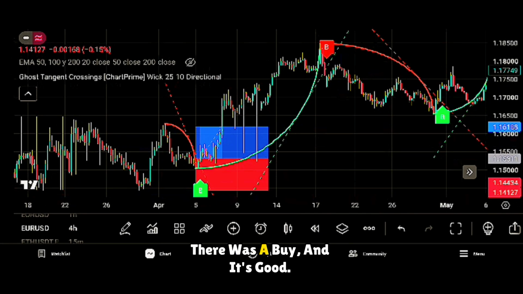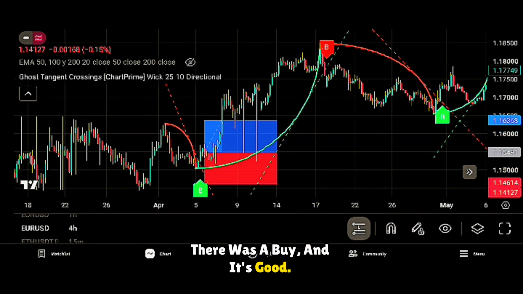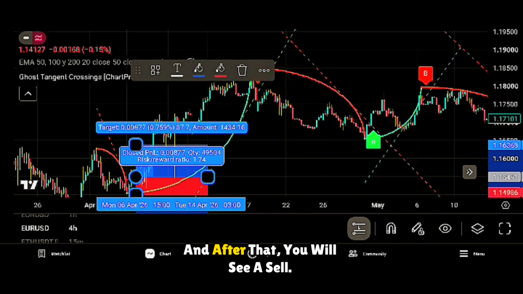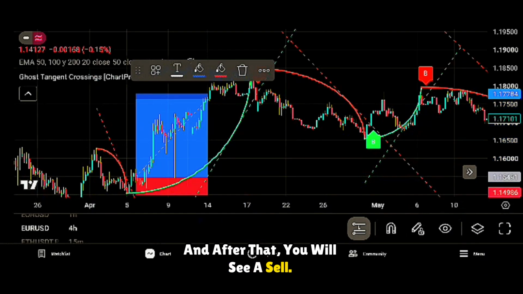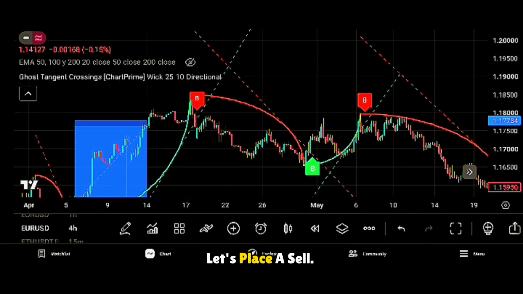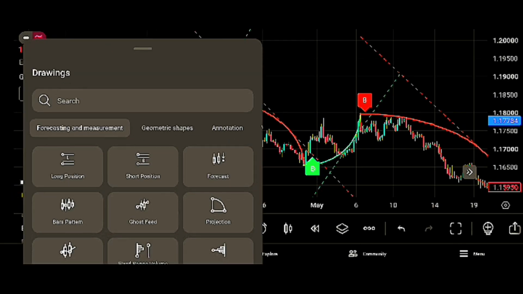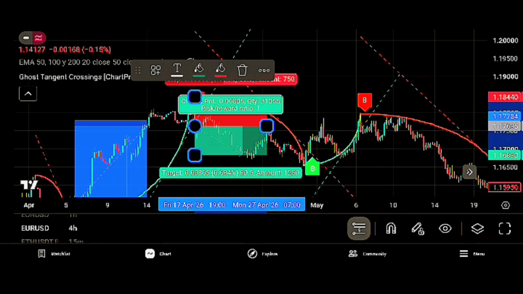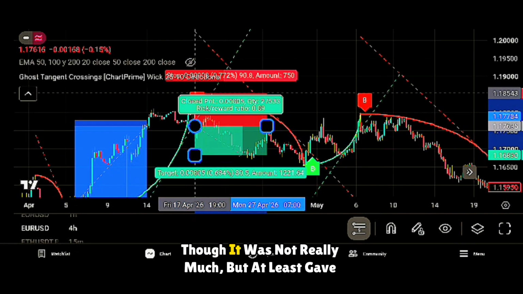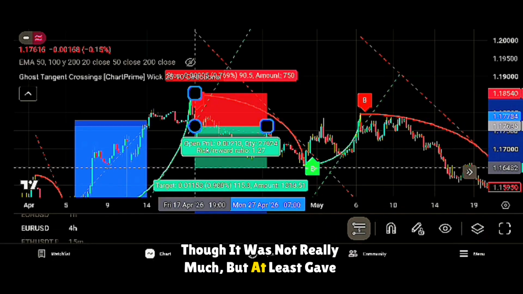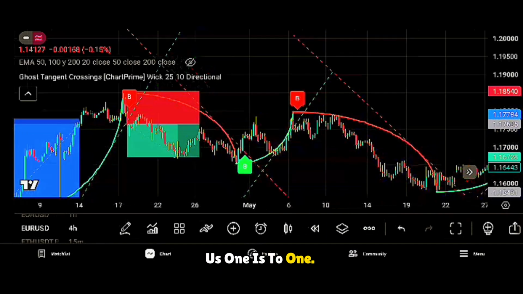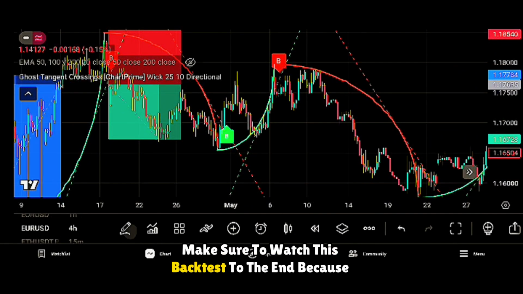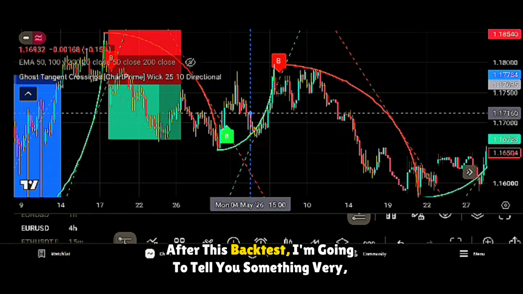There was a buy and it's good, and after that you will see a sell. Let's place the sell. Though it was not really much, but at least it gave us 1:1. That's also a win.